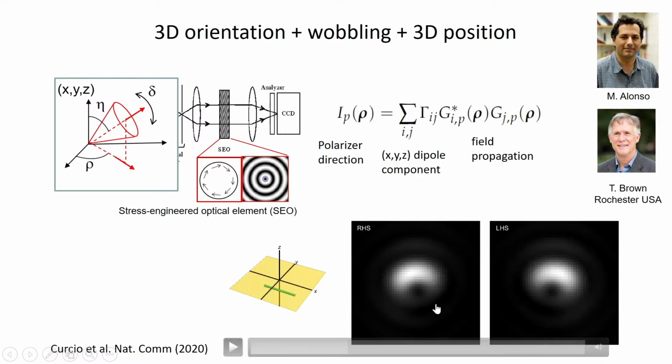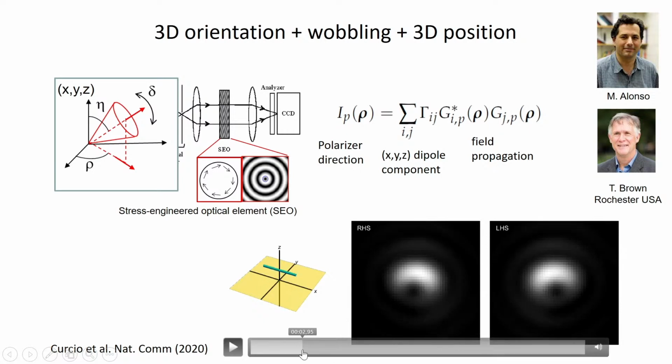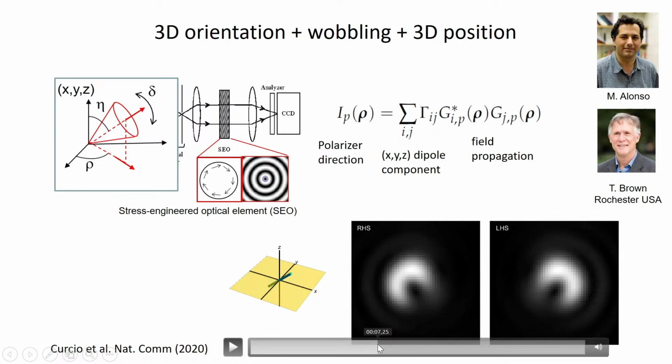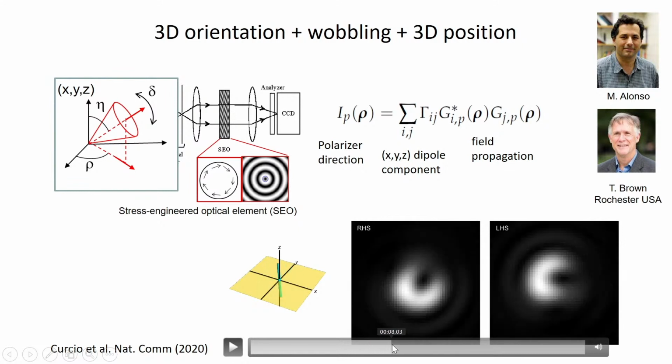So what is interesting here is that these croissants are actually counter-rotating with the z position of the dipole, which is giving us a readout of the z position of the dipole, plus the possibility to observe its off-plane orientation by a big change of the shape of this PSF.